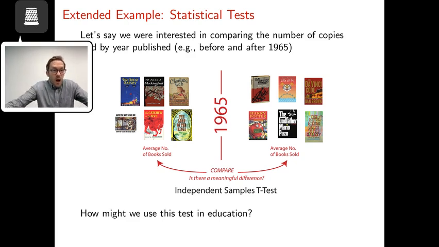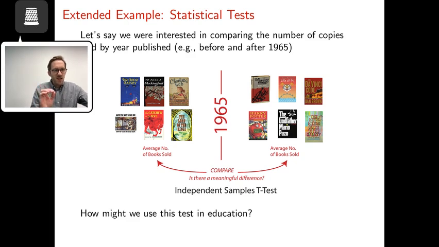So the question for us is, well, how might we apply that in education? Well, anytime we have 2 independent groups, we can compare them on a quantitative outcome in which we can calculate a mean. For example, multilingual learners. We could compare the reading achievement or math test scores or attendance of multilingual learners compared to those who are non-multilingual learners. And the question for us would be, is there a significant, meaningful difference between their outcome based on being a multilingual learner or not?